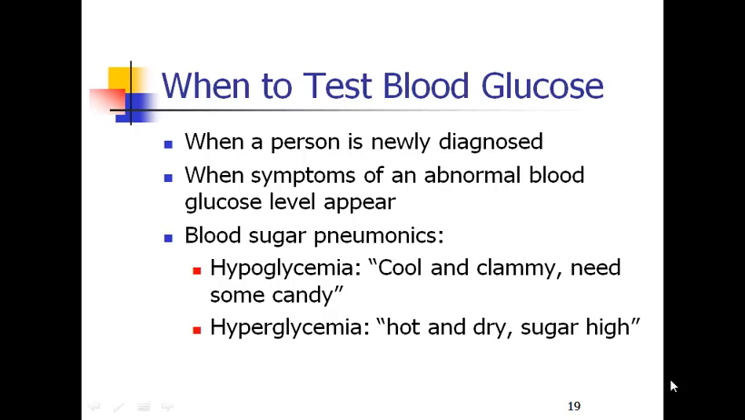When does a person need to test their blood glucose? They need to test their blood glucose when they are newly diagnosed. They also must test their blood glucose when symptoms of an abnormal blood glucose level appear. The blood sugar mnemonics for hypoglycemia and hyperglycemia are: cool and clammy, need some candy, for hypoglycemia. This may be due to skipping a meal or increased physical activity. Hyperglycemia, or hot and dry sugar high, could be due to not taking enough medications, being ill, or eating too much.